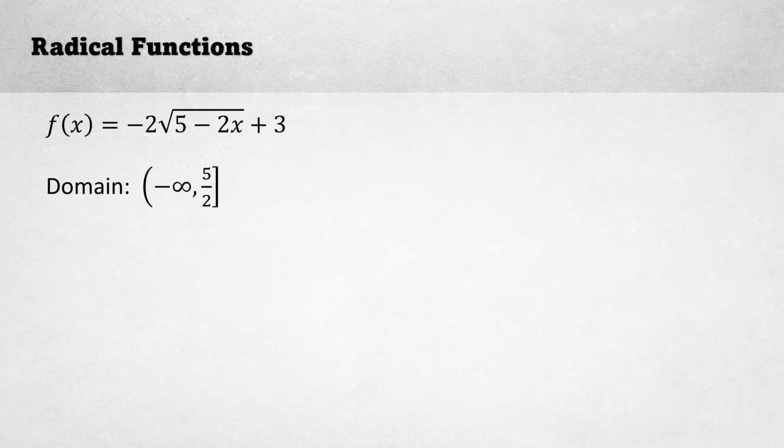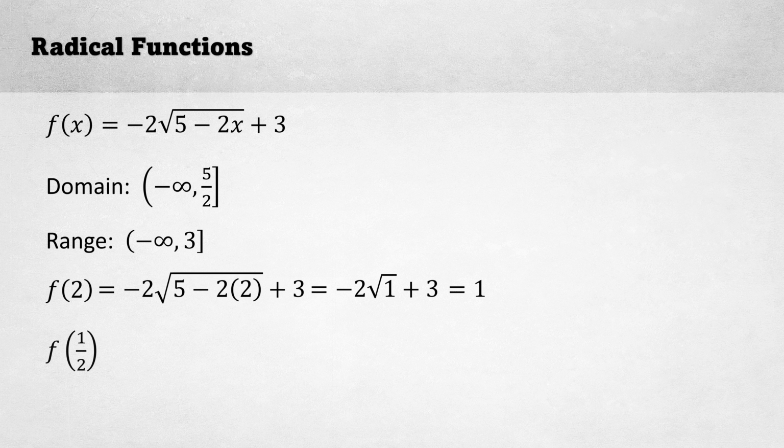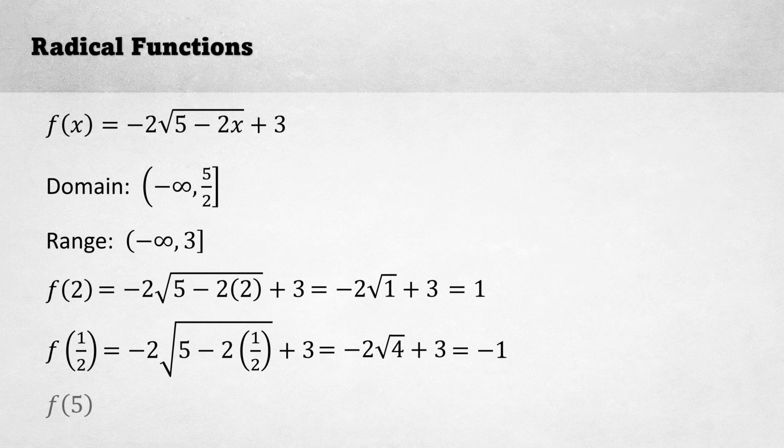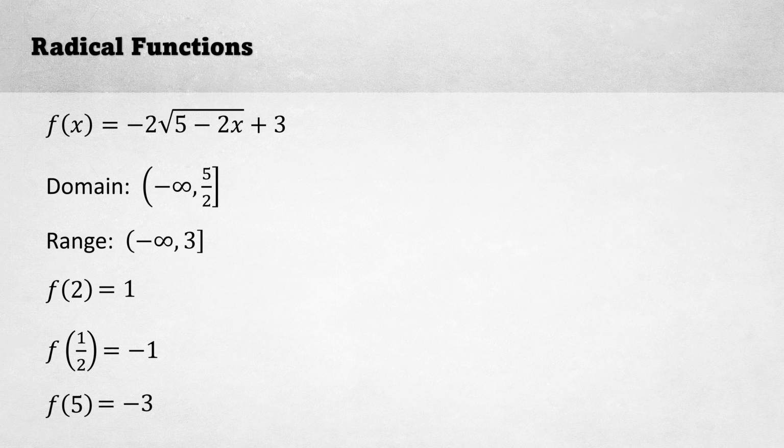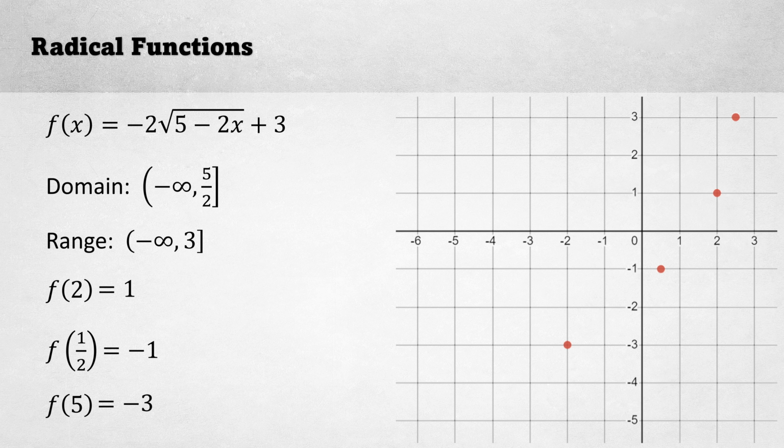Here's the second example we looked at before. We will find 3 points to graph it. f of 2 is 1, f of 1/2 is -1, and f of 5 is -3. We will use these points and the domain and range of the function to graph it. We plot the start of the graph using the domain and range and the 3 points, and then draw the curve to graph the function.